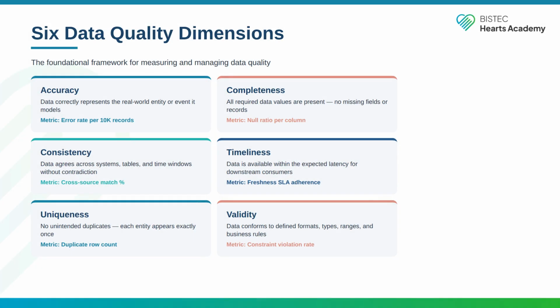Let's start with the foundation. There are 6 universally recognized dimensions of data quality. Every quality problem you'll ever encounter maps to one or more of these. Accuracy. Does the data correctly represent reality? If a customer's address says New York, but they live in Chicago, that's an accuracy problem. You measure this with error rates per batch.